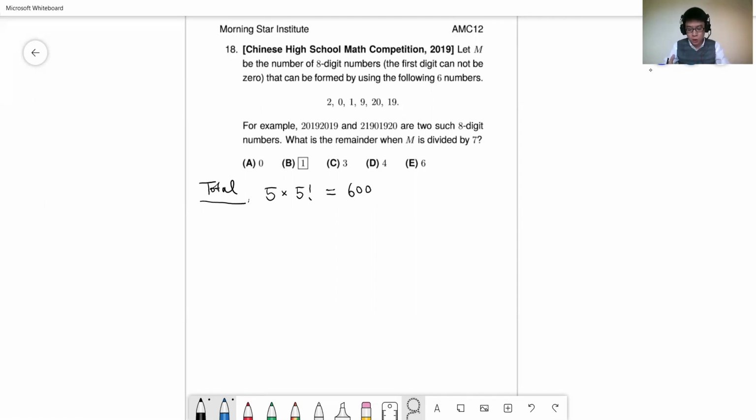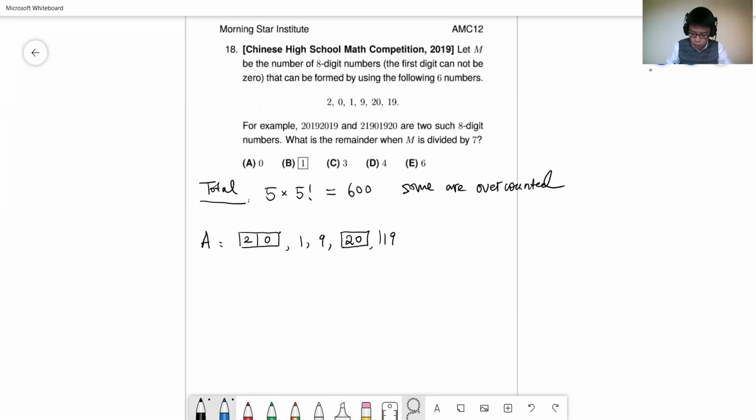But of course, some cases are overcounted, right? So we need to subtract these overcounted cases. There are 2 possibilities to produce overcounted cases. Case A, if 2 and 0 are together in this way, 2, 0, 1, 9, because we already have 2, 0. In this case, we have overcounted cases. How many cases in this? We have totally 5 terms, and 2 of them are equal. So we have 5 factorial divided by 2 factorial. That's the number of cases here, which is 60.